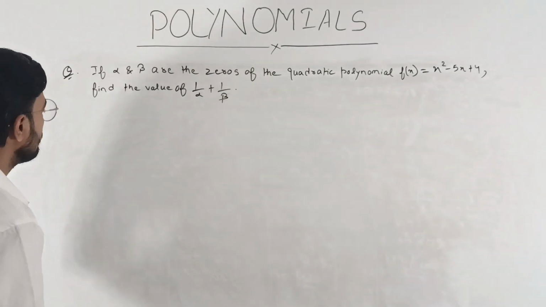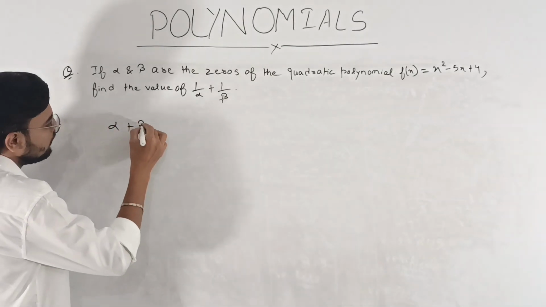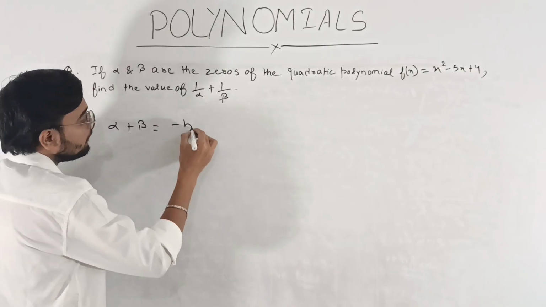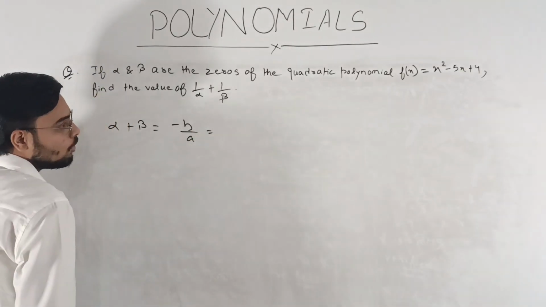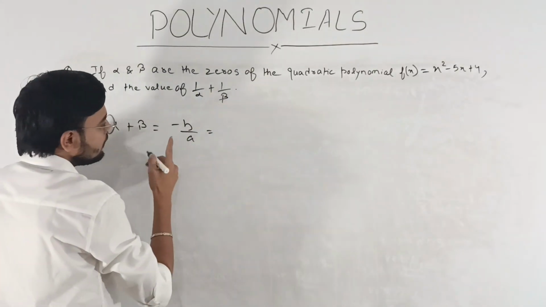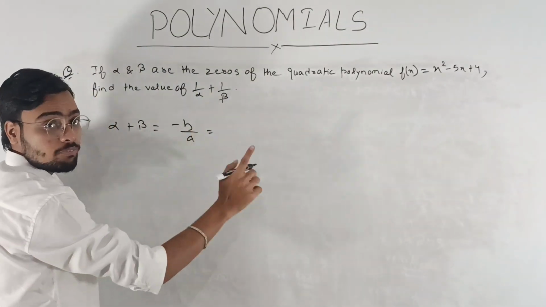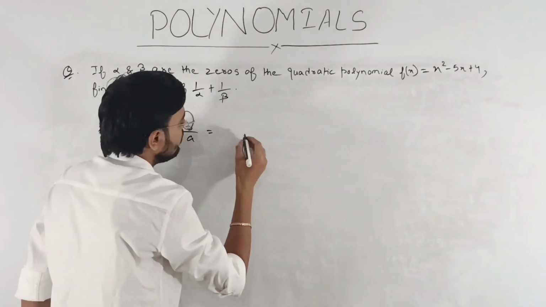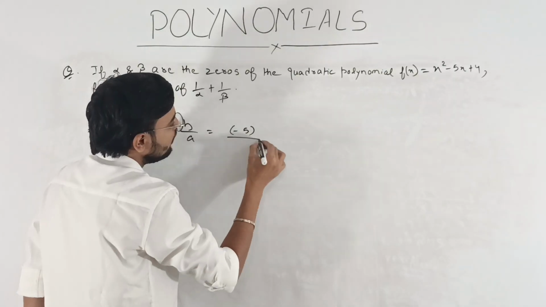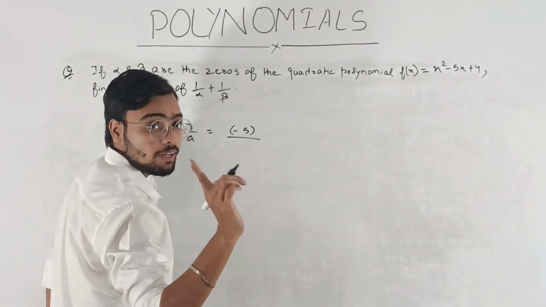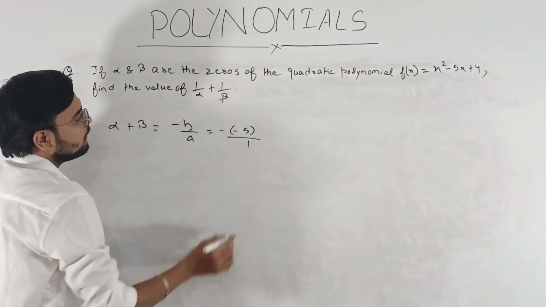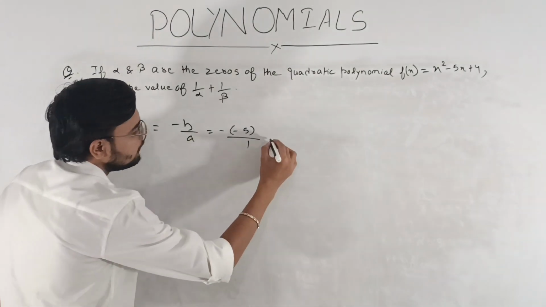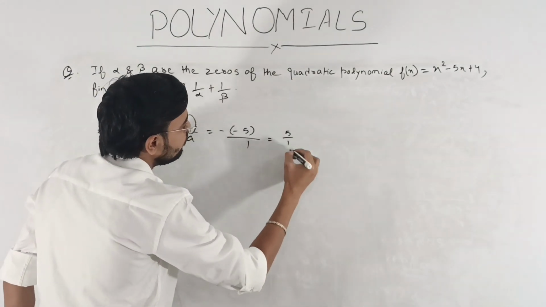Understood? Now alpha plus beta is equal to minus b upon a. The polynomial is this one. B means coefficient of x. Coefficient of x is minus 5. Okay. Now a. A is the coefficient of x square. Coefficient of x square is 1. Now minus b. So alpha plus beta is equal to 5 upon 1.